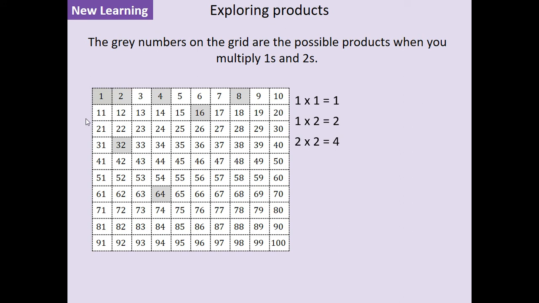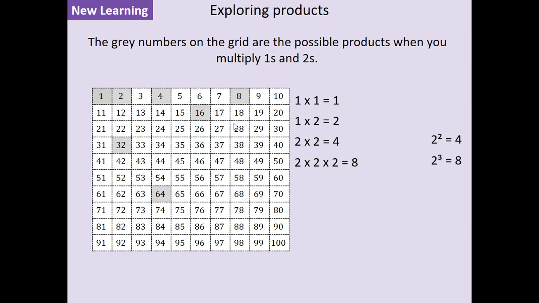Now, remembering we can use our index notation to simplify this, we could write that as 2 to the power of 2 or 2 squared. Now, the next one on the board is 8. So what have we done this time? Well, we've multiplied it by another 2. So we've got 2 times 2 times 2, which equals 8. And we can also rewrite that as 2 to the power of 3.